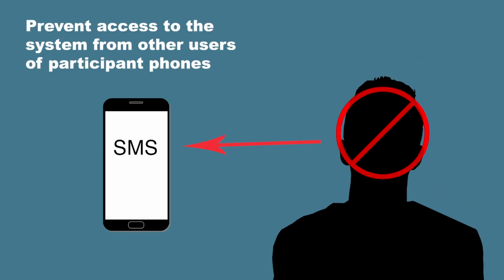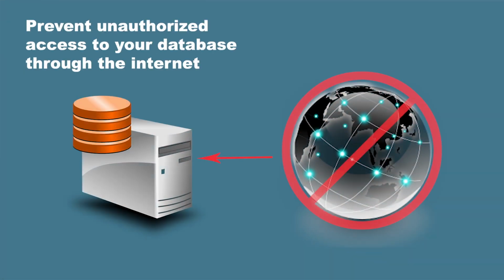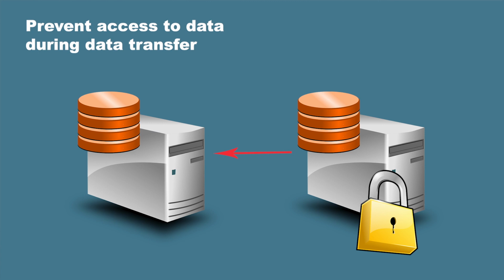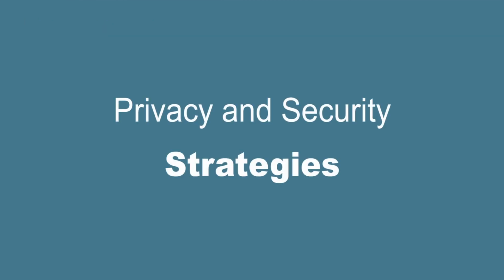When you secure your data and protect patient privacy, you prevent access to the SMS system from other users of the participant's cell phone. An example of this might be family members or friends who happen to use the phone. You also prevent unauthorized access to your database through the internet. You prevent unauthorized access to the participant's data during data transfer from remote sites, and you prevent others from finding out about participants' study participation. Here are the strategies we used.